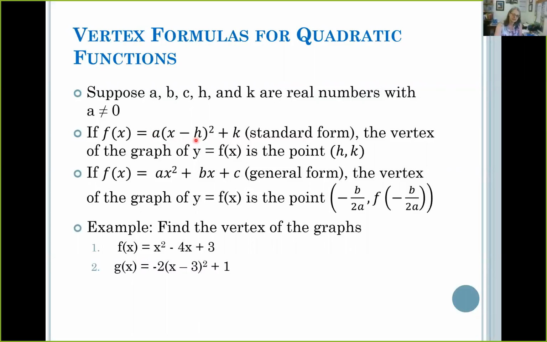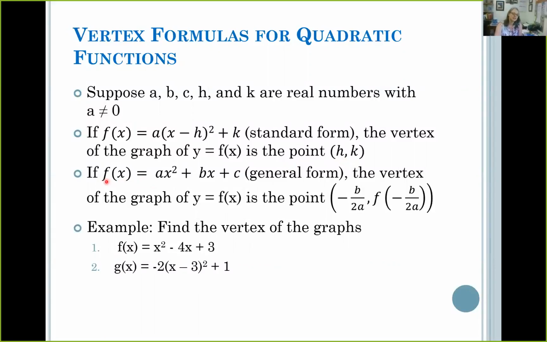H gives you the x-coordinate of your vertex. K gives you the y-coordinate. Again, this should look familiar. You should be able to think of this as a series of transformations. The h is a horizontal shift. The k is a vertical shift. If you think of this in terms of transformations, you'll always get this correct.